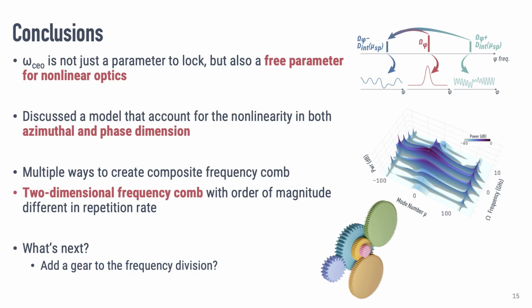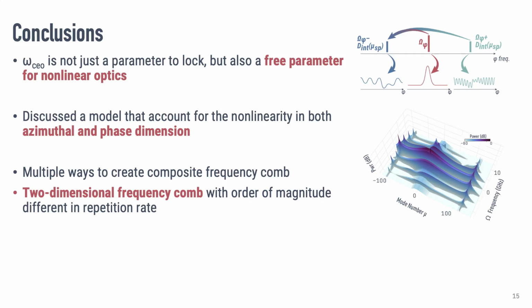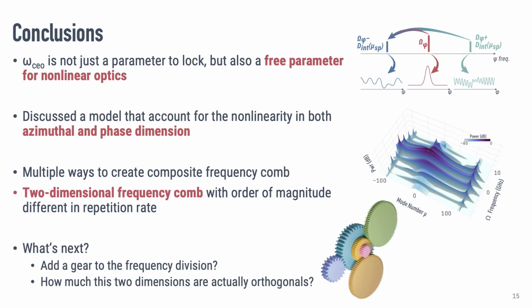If you remember the very first slide, I told you that the repetition rate of our ring is 1 terahertz. The repetition rate in this frequency here is 1 gigahertz. That means we have 3 orders of magnitude difference between the different repetition rates. So can we actually introduce another wheel in this kind of frequency division scheme to convert even further? And the last question is, right now I told you that these 2 dimensions are orthogonal. It's still a question: are they actually orthogonal, or does one impact the other, and can we have a discrepancy between them two? That's something that we're still working on.